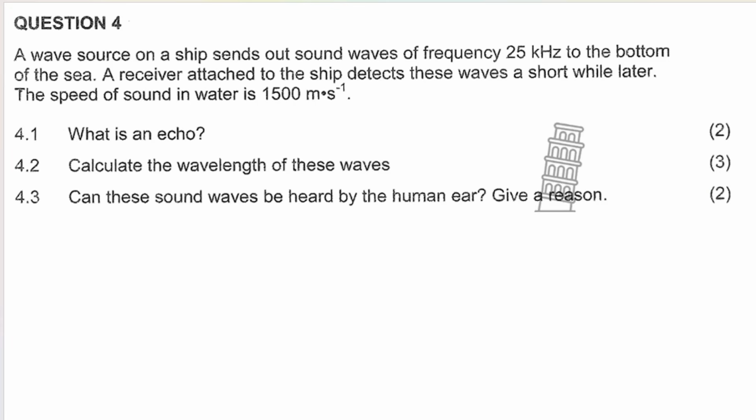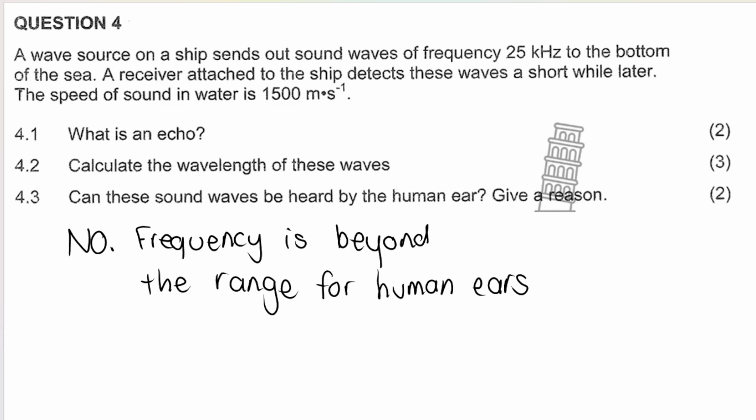Can these sound waves be heard by the human ear? Give a reason, and this is study work, but no, they cannot be heard by the human ear because it's above the detectable range that humans can hear. It's actually ultrasound. If it's above a certain frequency, and I do include this in my video, so linked in the description box below, then it's called ultrasound. So the answer is no. The frequency is beyond the range of that for humans.